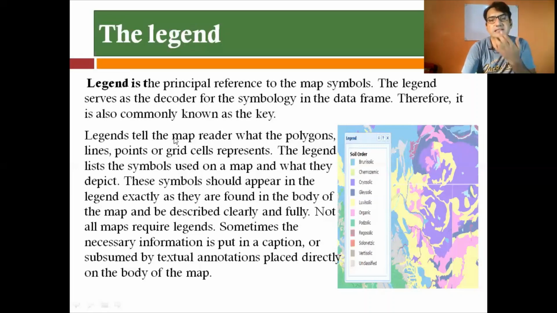Legends tell the map reader what the polygons, lines, points or grid cells represent. Whatever you have, polygons, points, lines or grid cells, the legend will let you know what they mean. The legend lists the symbols used on a map and what they depict. These symbols should appear in the legend exactly as they are found in the body of the map and be described clearly and fully. Another issue is that once you give the legends on the map, you need to arrange them properly in a very clear way.